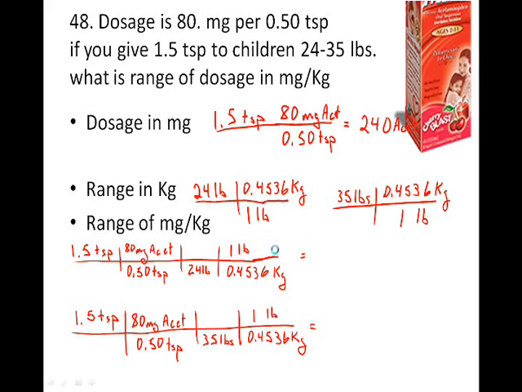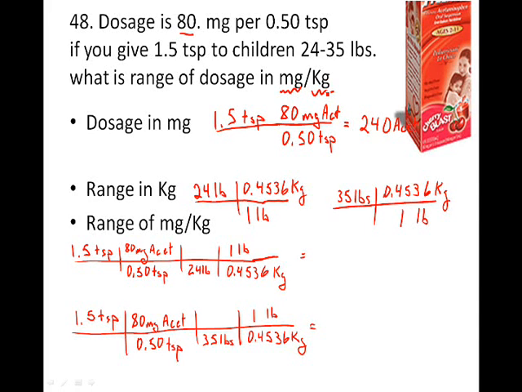Number 48 I think was a really interesting question. It's about a dosage of acetaminophen. That is the generic name for the non-aspirin pain reliever that's in Tylenol. And if you use the elixir for kids, it's 80 milligrams in every half teaspoon. So the question is, if you give 1.5 teaspoons, if that's the dosage for children that weigh 24 to 35 pounds, what's the range in dosage if you express that in milligrams per kilogram?